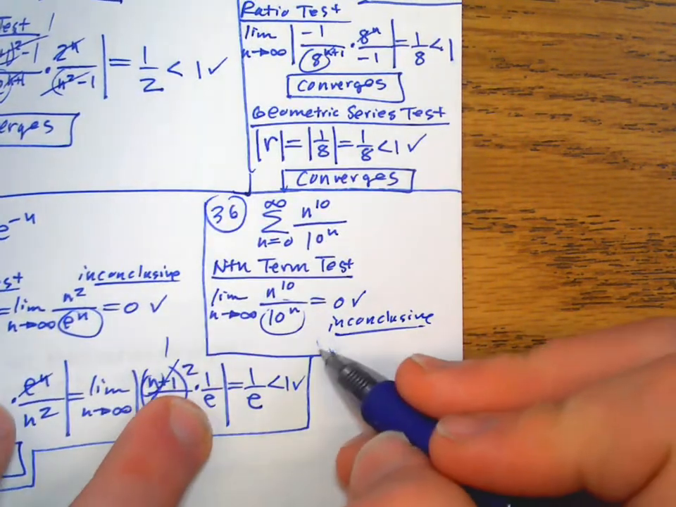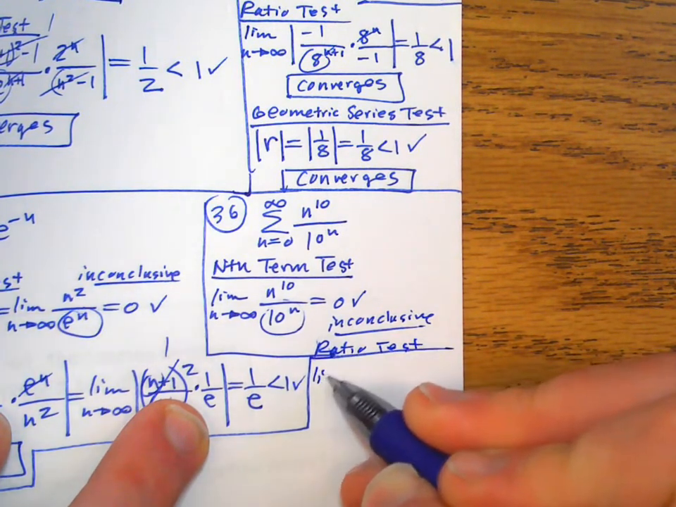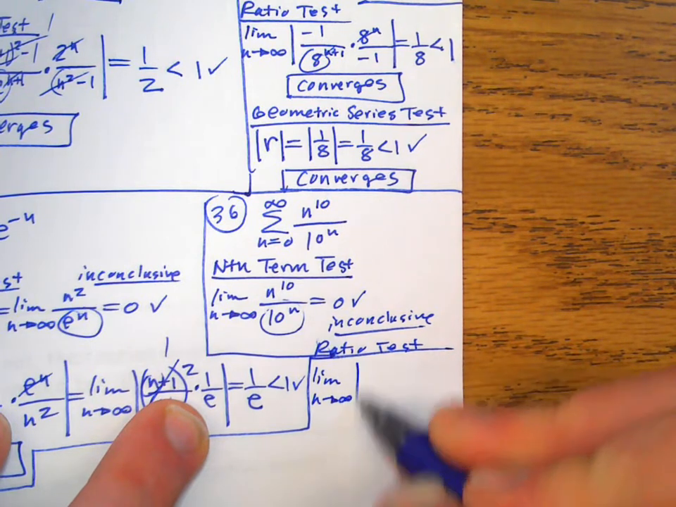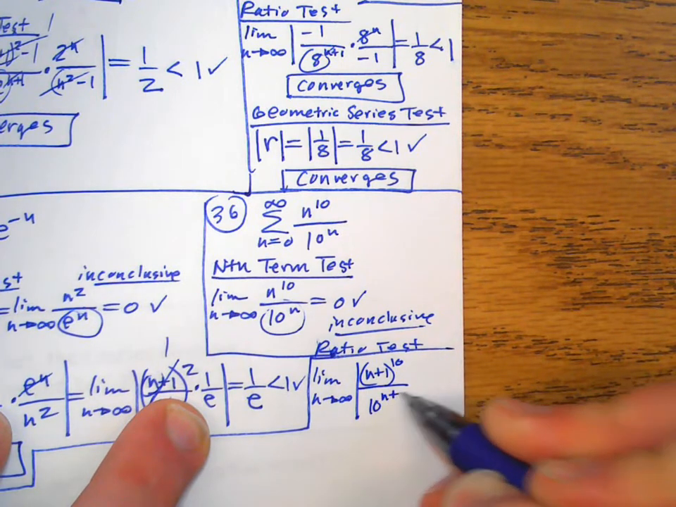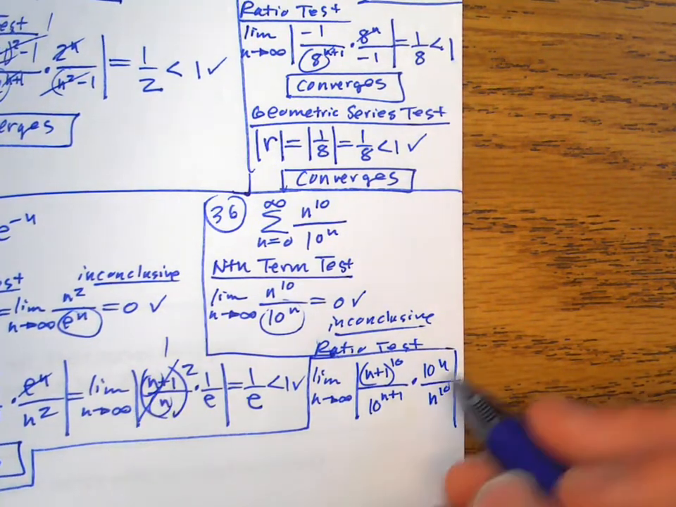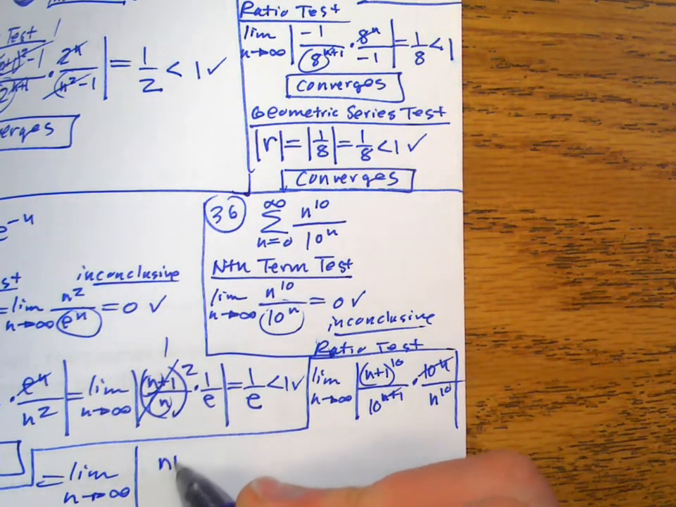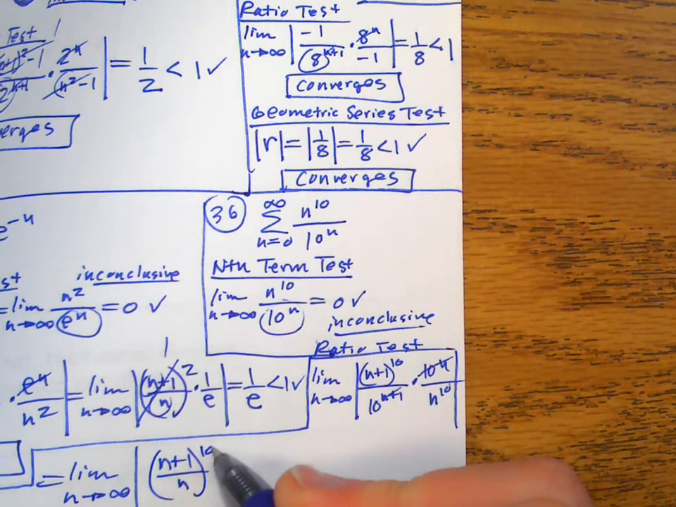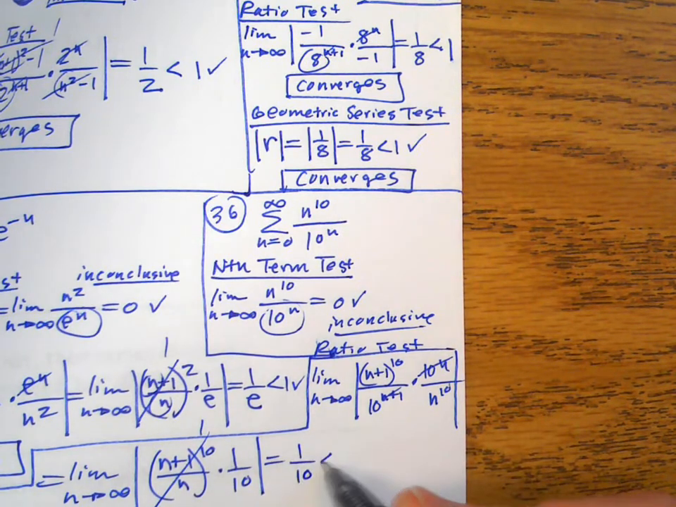All right. So ratio test. Limit as n goes to infinity of the absolute value of n plus 1 to the 10th power over 10 to the n plus 1 times 10 to the n over n to the 10th. And rules of exponents, we could simplify that down a little bit. And we could put the n plus 1 over n inside the same power of 10. So this looks a lot like the last one. Now this is just going to end up going to 1. We're going to get 1/10, which is less than 1, which means it converges by the ratio test.